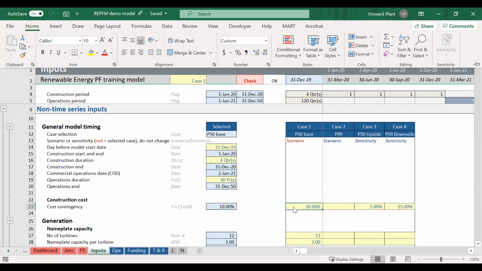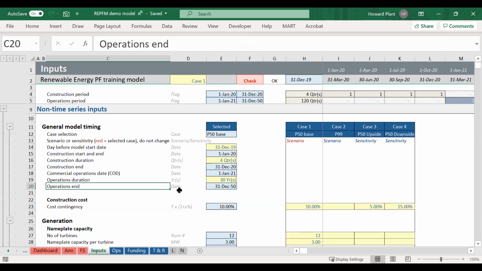But here, the yellow cell means that they're input cells. So, for example, how long my construction duration is, how long my operations duration is, my construction cost contingency. If I'm early in my project, how many turbines do I have, or panels, and what's the nameplate capacity per turbine? And so the yellow cells, the input cells. And then, I'm very clear with, here's the label, operations date. There's a clear unit that's put there as well. So it makes it easy for the users to understand how they can use the model. What can they touch and what should they not?